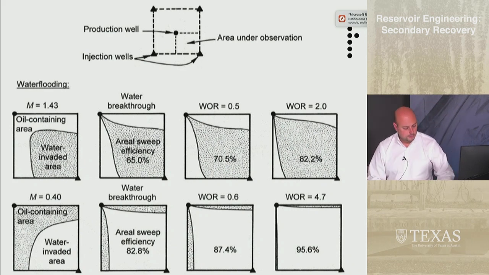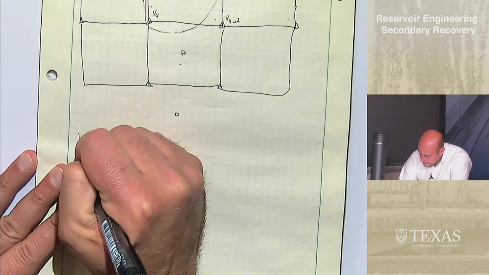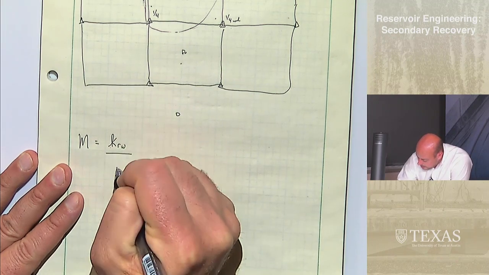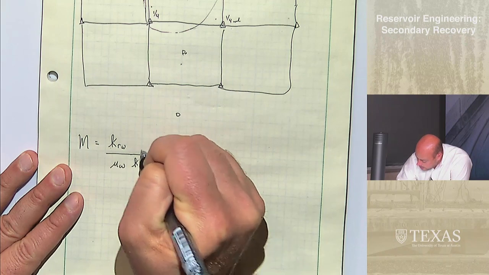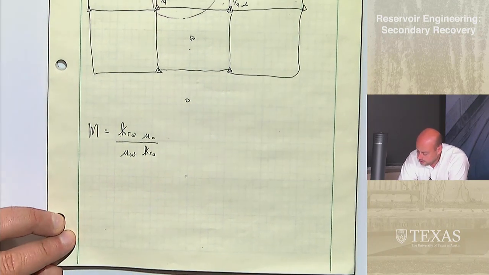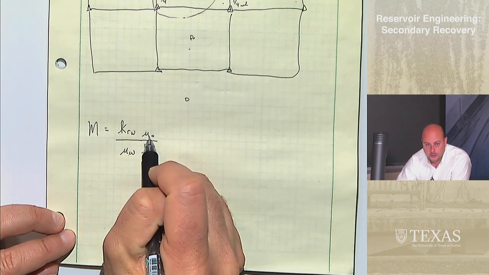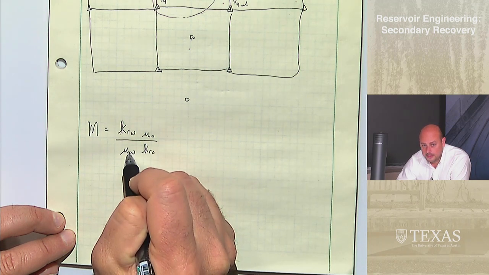Okay, remember what we call mobility ratio. Mobility ratio, M, is the ratio of mobility. So it's k_rw over mu_w divided by k_ro over mu_o. So it's equal to that. So if your water is more viscous than oil, then your mobility ratio will be low.